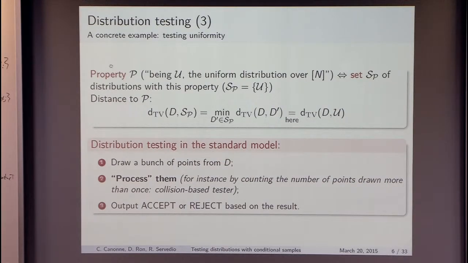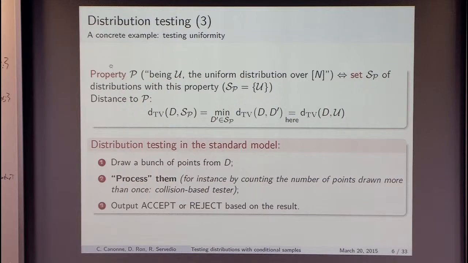Okay, so it's a pretty simple framework. Let me instantiate it in a concrete way. We'll return to this example later. Think of maybe the simplest property in the world, just the property of uniformity, being the uniform distribution. So we can always think of a property as just a set of objects that have the property. In this case, the set of objects is extremely simple. It's just the set with one element, the uniform distribution. The distance to the property is just the variation distance between your distribution D and the uniform distribution. It's the only guy in the set.